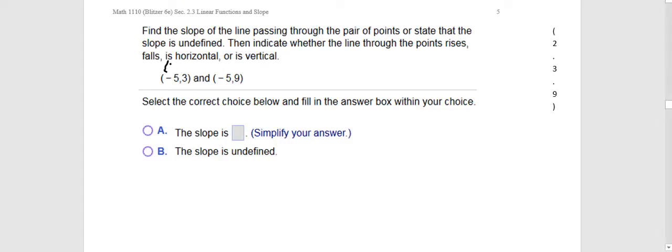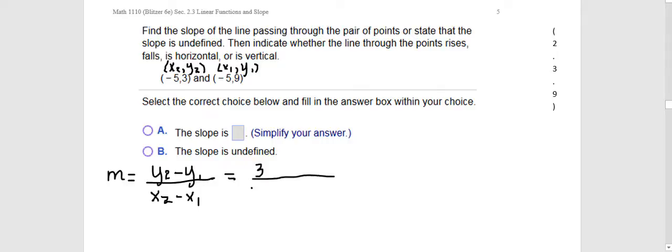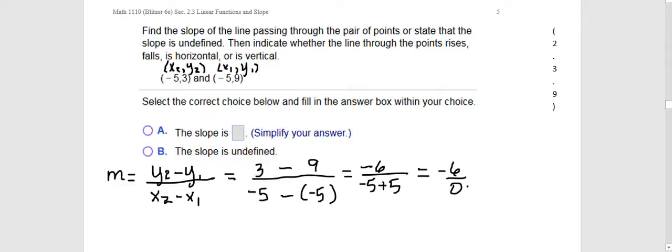So we want to work the same problem for two different points, negative 5, 3 and negative 5, 9. This time I'm labeling the first point as x2, y2, the second one as x1, y1. What matters is if I put 3 first in the numerator, the negative 5 that is paired with it has to be first in the subtraction in the denominator. And again, I want to be careful that when I subtract a negative, that's what I do, and that will always turn into addition of a positive.